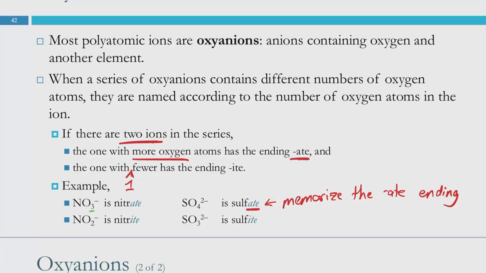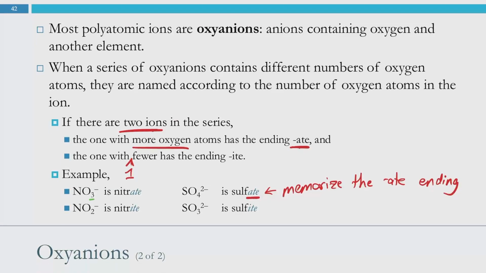How would you know which one has more oxygen atoms and which one's fewer, like in the elements of compounds? How would you distinguish which one has more or less? ATE always has more, ITE always has one fewer. There's not a rule for remembering the number of oxygens. You have to have that memorized.